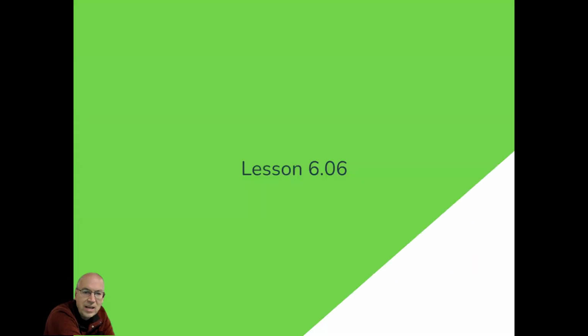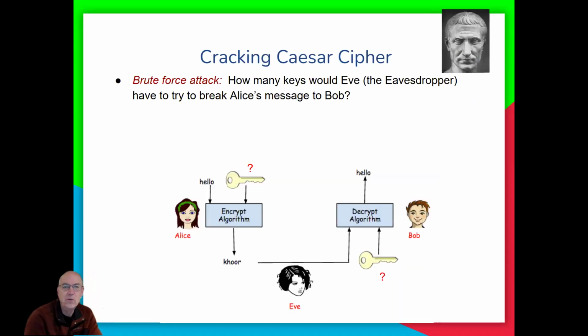Now, as far as breaking this, it's not hard to do here. If Eve really wants to crack the message, there's only 26 ways you can shift it. Well, there's only 25, because 26 swings it all the way back. It's not a very good shift there. So there's only 25 ways to shift it.